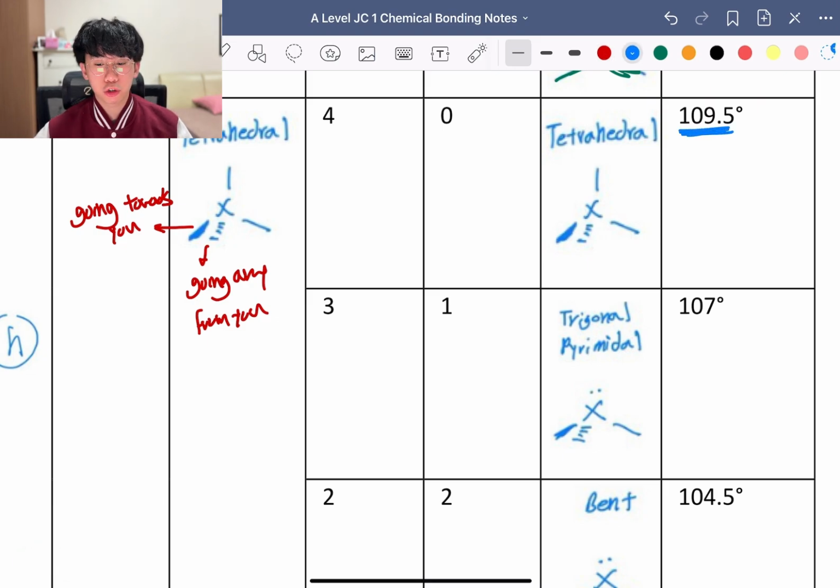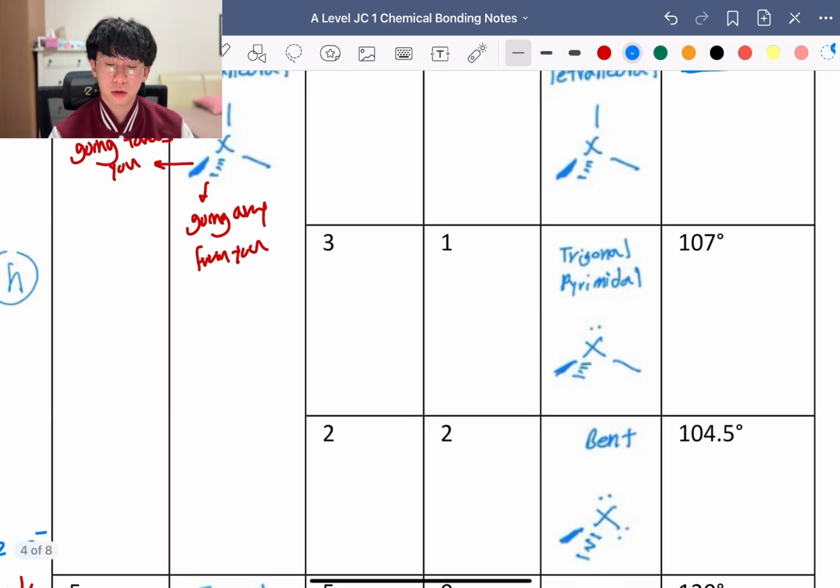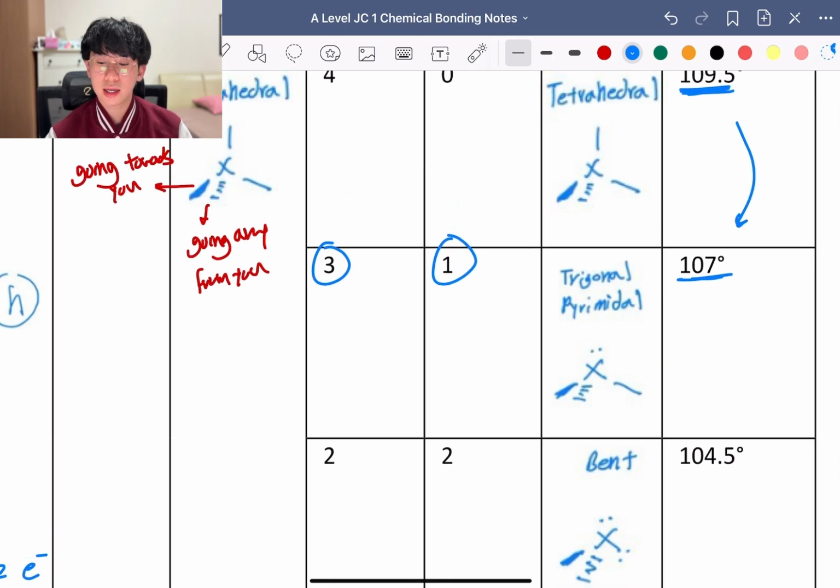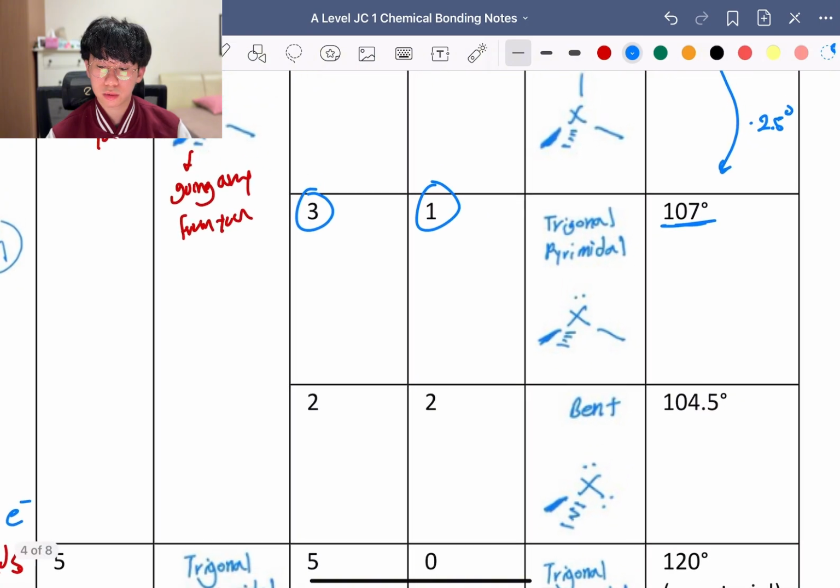Now when it comes to trigonal pyramidal, which is 3 bond pairs and 1 lone pair, the angle will decrease. You can see a pattern where it decreases by 2.5, and then the next one is minus 2.5 as well.